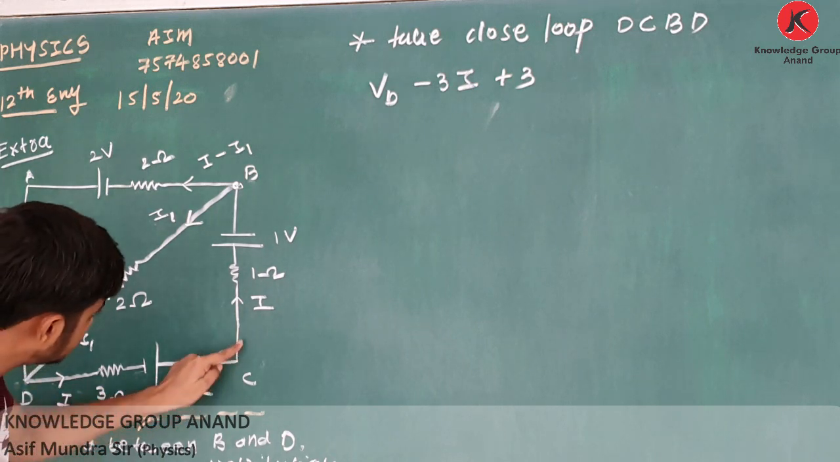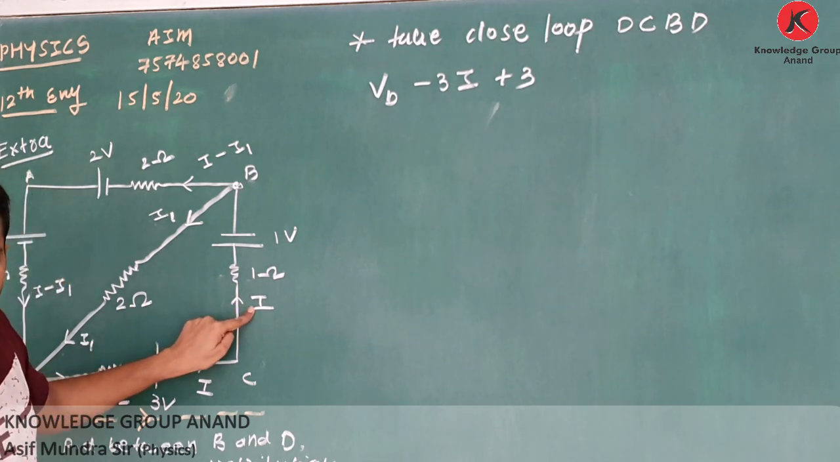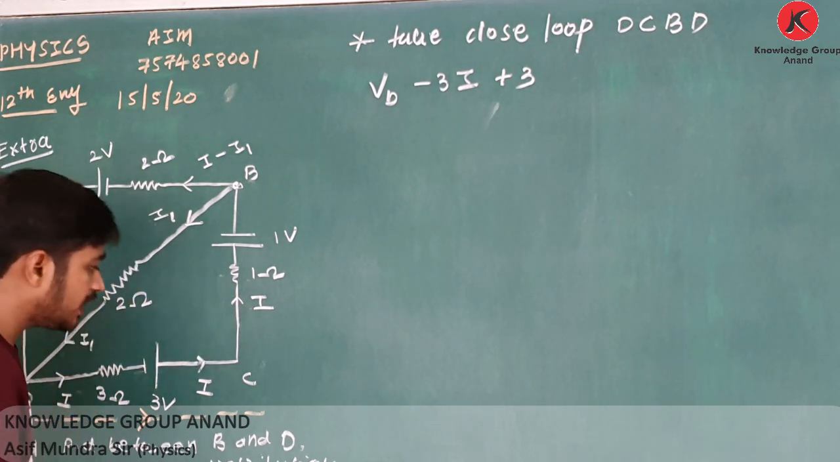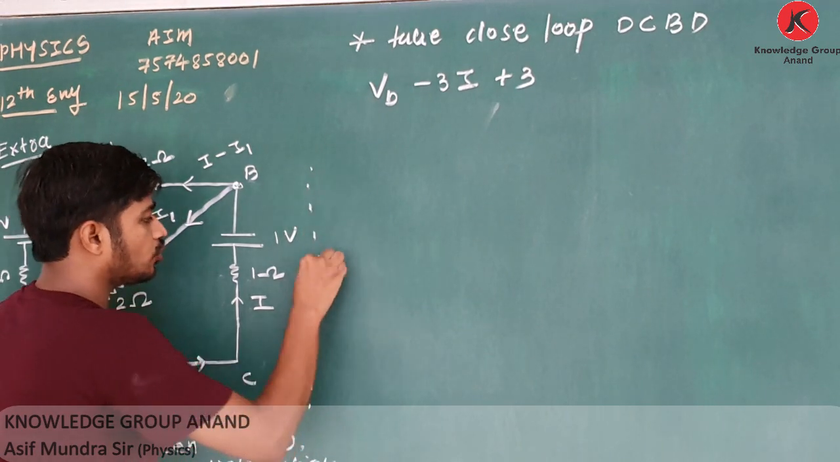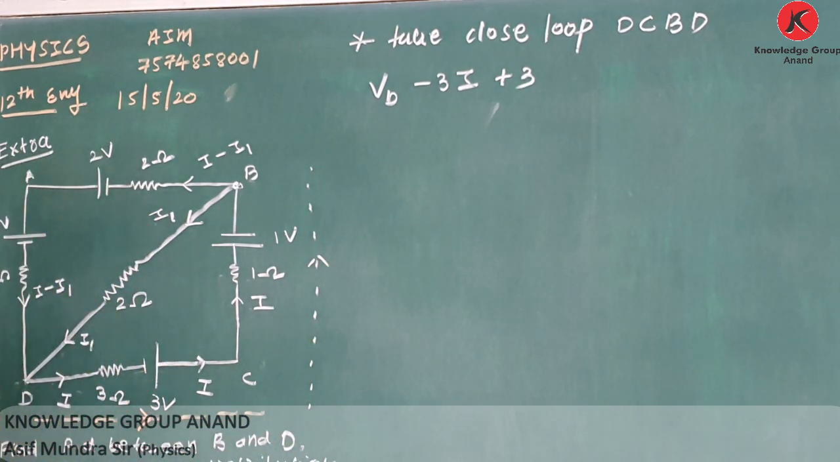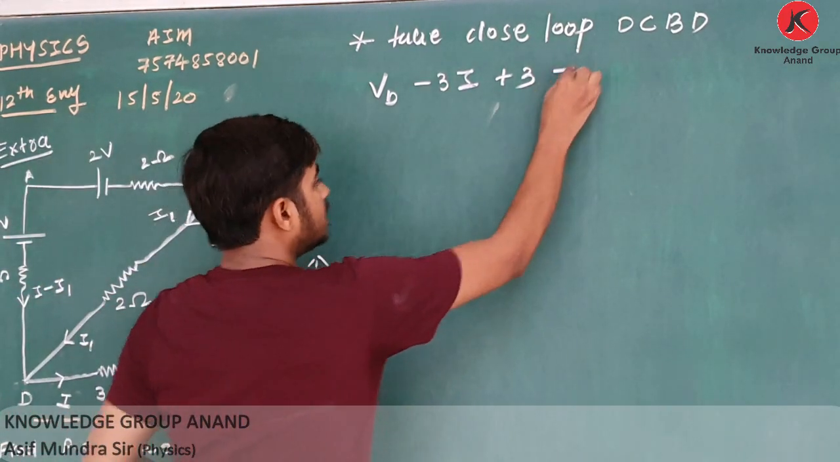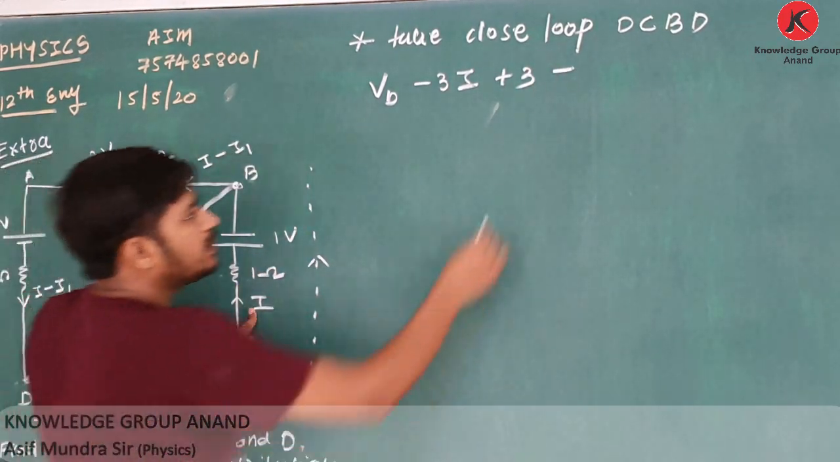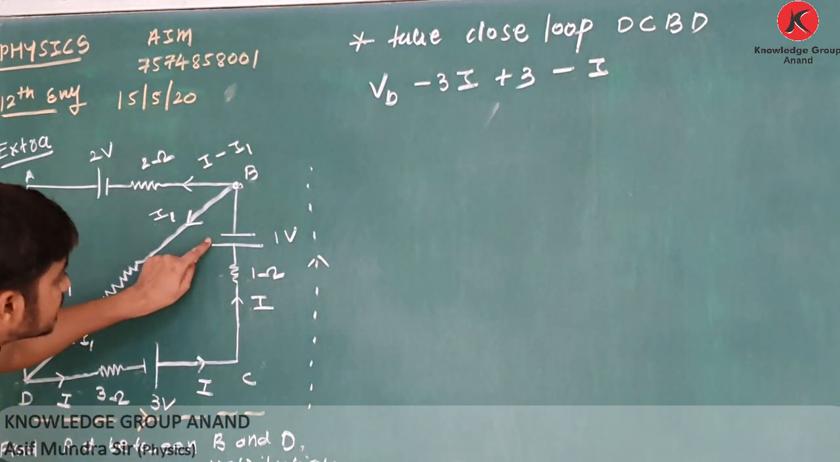Then again, a resistance of 1 ohm. The current flowing through it is I, and we are moving in the direction of current. So it is minus 1 into I, means minus I. Clear about this? Next is a cell.